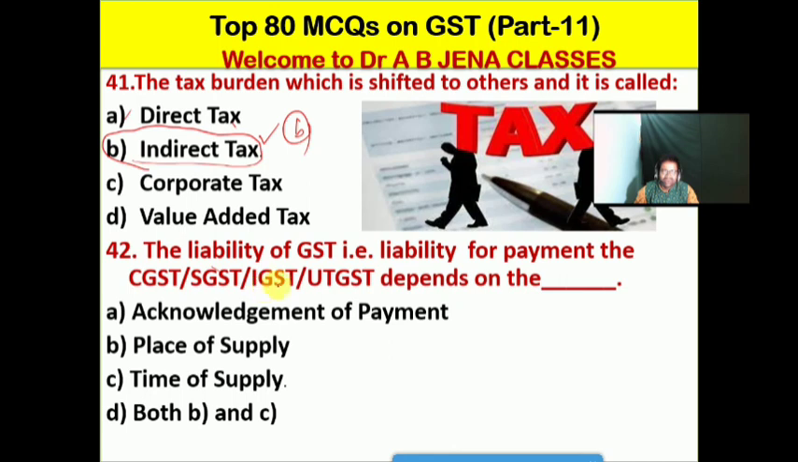So next one we will see: the liability for payment of CGST, SGST, IGST, UTGST depends on which factor? A, acknowledgement of payment; B, place of supply; C, time of supply; D, both B and C. No doubt friends, so C is the right option for this MCQ. The liability for payment of GST depends upon the time of supply of goods and services.